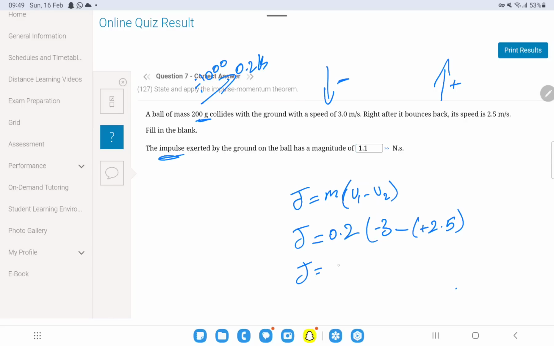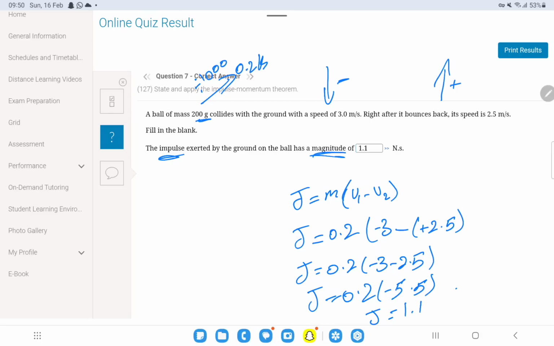So J equals 0.2 times (minus 3 minus 2.5). J is 0.2 times minus 5.5. J is 1.1. Here they only want the magnitude, so you don't have to put the negative. You can just cancel it and put the number because they only want magnitude.